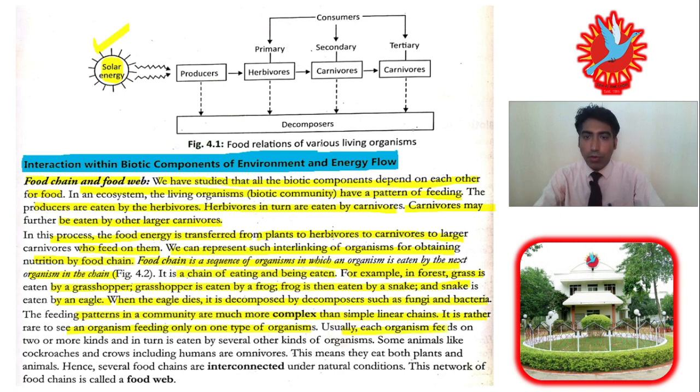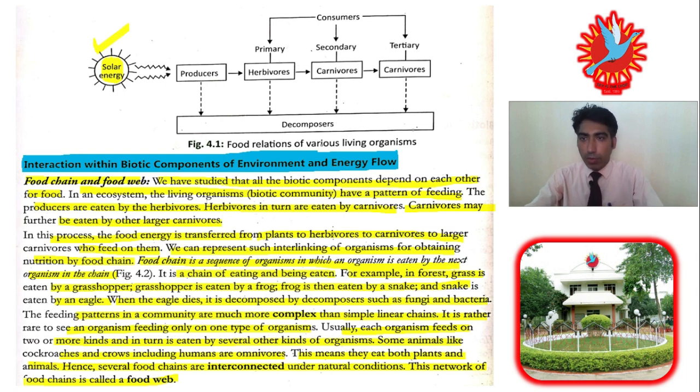So usually each organism feeds on two or more kinds and in turn is eaten by several other kinds of organisms. Some animals like cockroaches and crows, including humans, are omnivores. This means they eat both plants as well as animals. Hence, several food chains are interconnected under natural conditions. This network of food chains is called the food web.